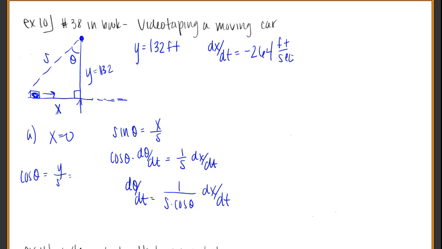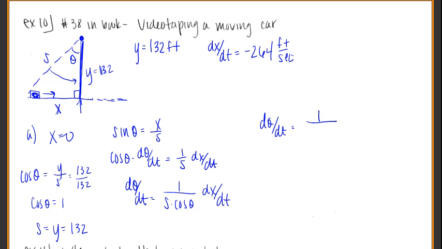When the car is directly in front of us, this hypotenuse has come all the way over there, so both of these are 132 and 132. So cosine theta is basically going to equal 1. That's also knowing that S equals Y, which is equal to 132. So finishing this out, d theta dt is going to be 1 over 132 times 1, times dx dt, which is negative 264. And it looks like we're going to get the answer of just negative 2.